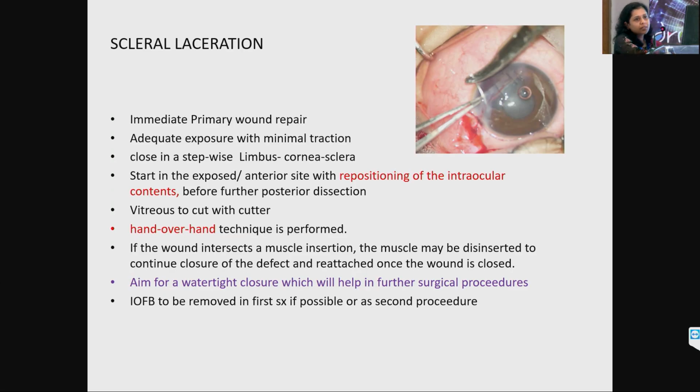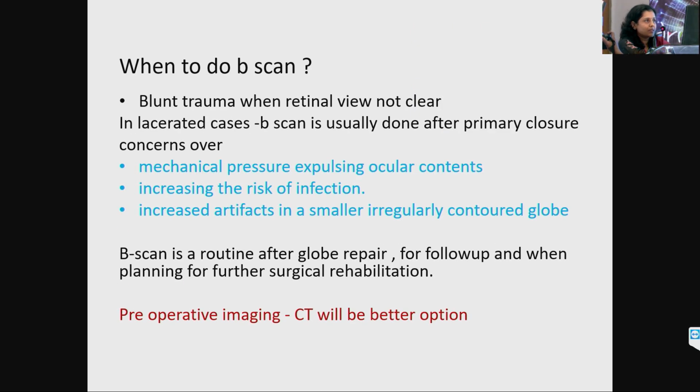Scleral laceration, as Dr. Reshmi has already told, needs an immediate primary wound repair with adequate exposure but minimal traction. A stepwise closure should be done from the limbus going posteriorly. Whatever retina or choroid has prolapsed should be very carefully and softly repositioned while suturing, and you can ask for the help of your assistant. Whatever vitreous has come out should be cut with an automated cutter without traction. And our aim should always be a watertight closure so that it will help in your secondary surgeries.